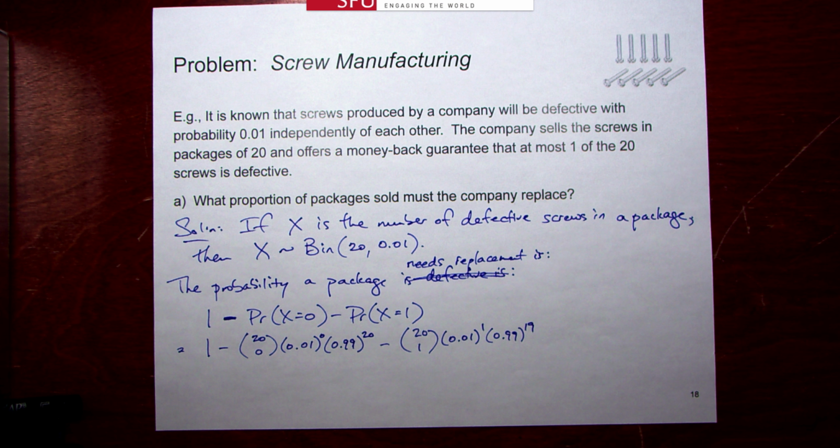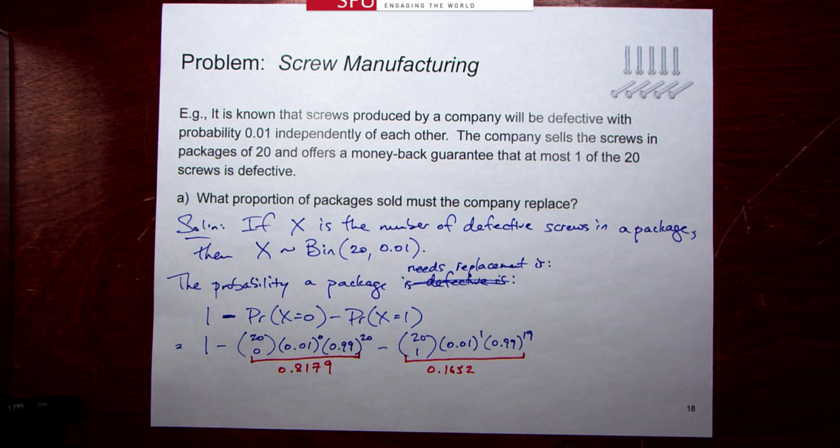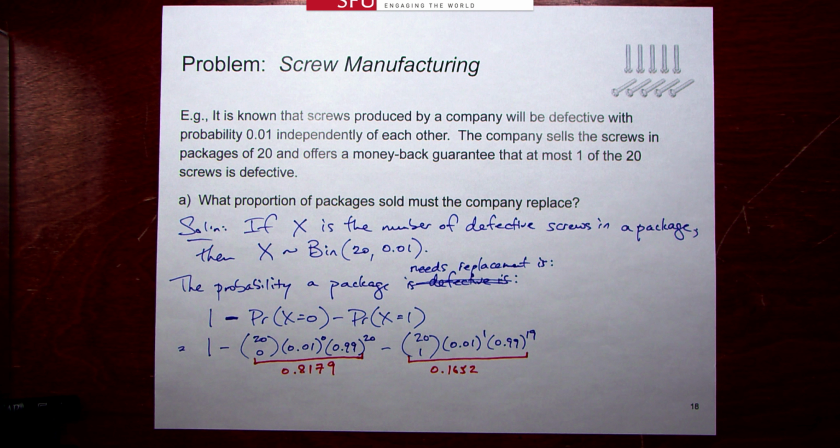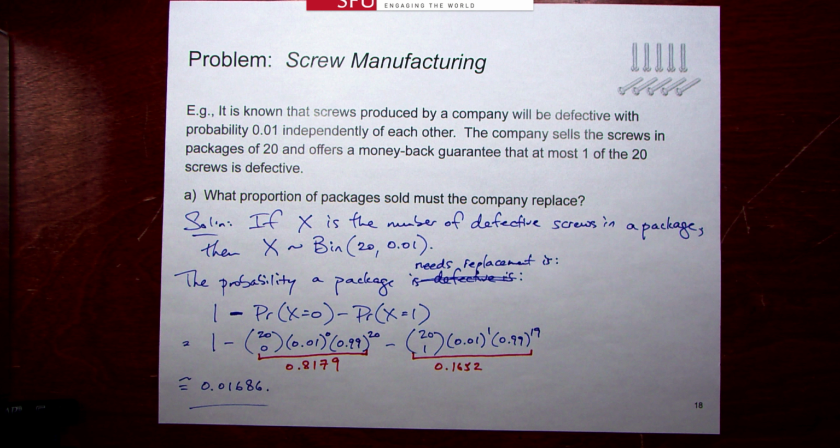This value here is 81.8%. This number here is 16.5%. Okay, so it's around 82% likely no screw will be defective in a batch of 20, exactly 16.5% of the time. Add those 2 things together, it's actually very, very close to 100%. Okay, it's only off by 1.7%. Okay, so this is 0.01686. Okay, so 1.7% of the time they'll have to replace a package.